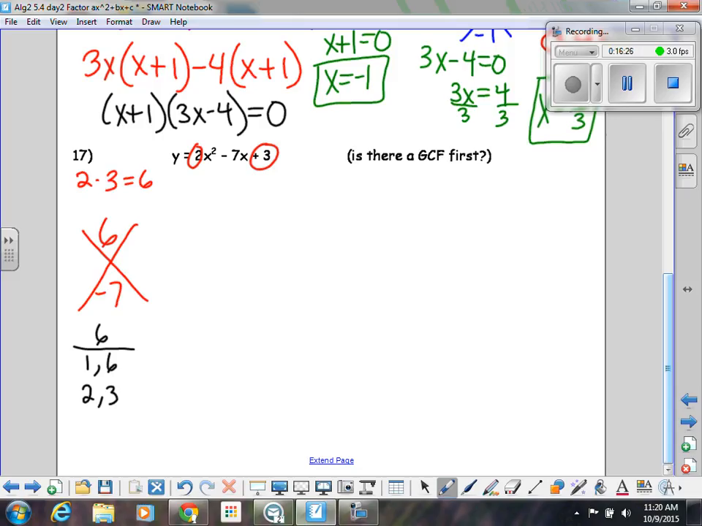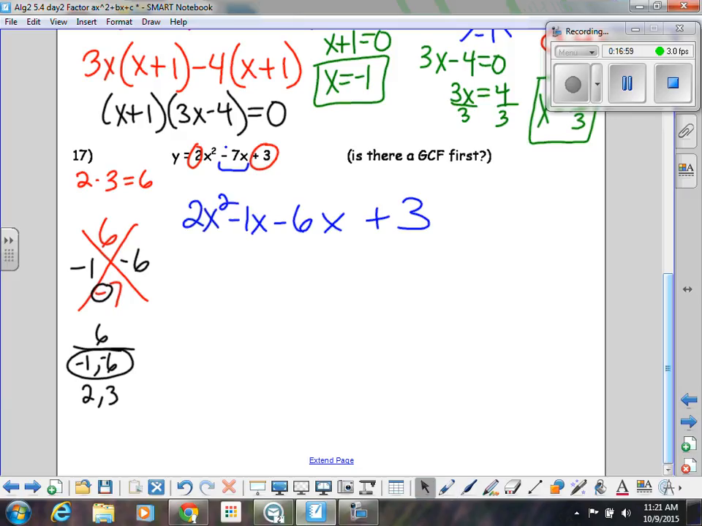And this is a positive 6, so I need them to add to equal 7. Okay, but this is a negative 7, so I would need both of these to be negative. So I need negative 1 and negative 6. Remember, if this is positive, these need to be either both negative or both positive. All right, so then let's rewrite. 2x squared stays the same, plus 3 stays the same. Instead of 7x, I'm replacing it with negative 1x minus 6x.